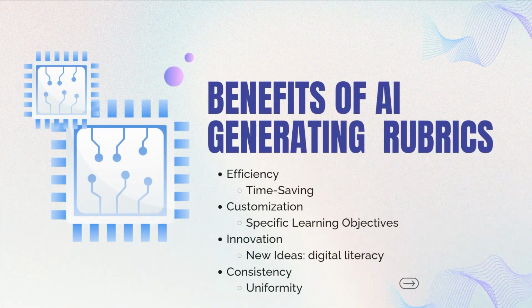What are the benefits of AI generating rubrics? Well, number one, time saving. We know professors have so much on their plates, so using a tool can make this process a lot faster. Another is customization. As we said before, one of the best practices for teaching is to make sure that we have alignment through the objective, instructional materials, and assignments, so we can tailor the rubrics to hit on those specific standards and objectives.